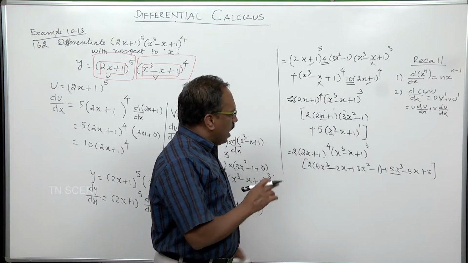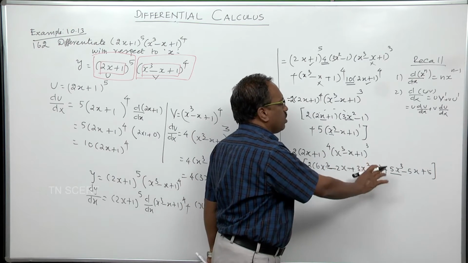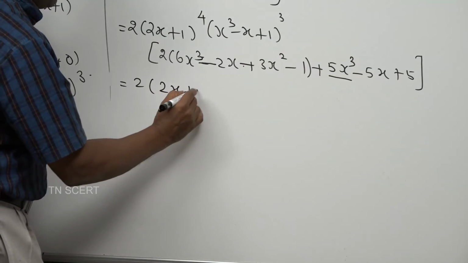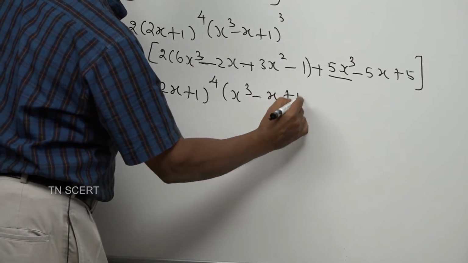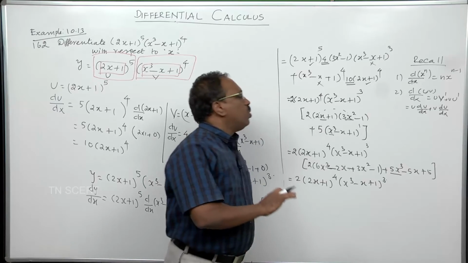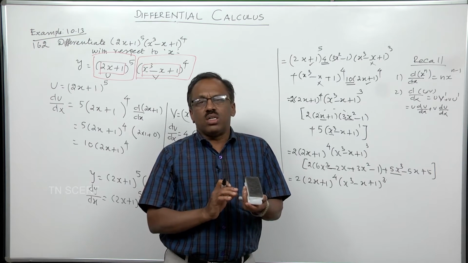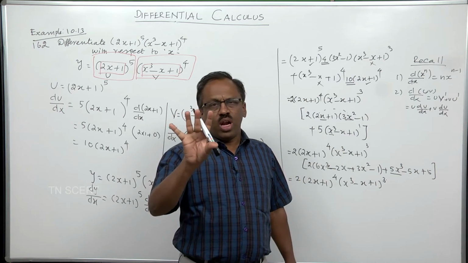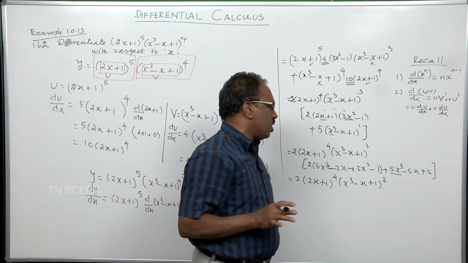Okay, now let us simplify this part. This is the very important one, you have to do the simplification. Let it be as it is, 2 bracket 2x plus 1 whole power 4, x cube minus x plus 1 whole cube. Now x cube, x square, x and constant term. So after doing simplification we have to write 4 terms now.